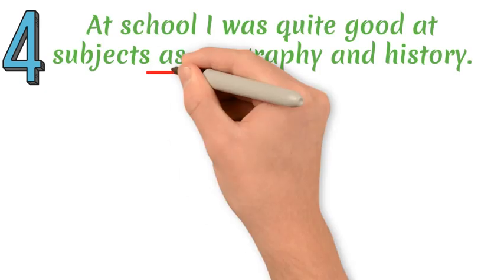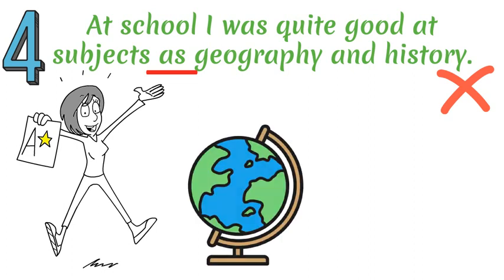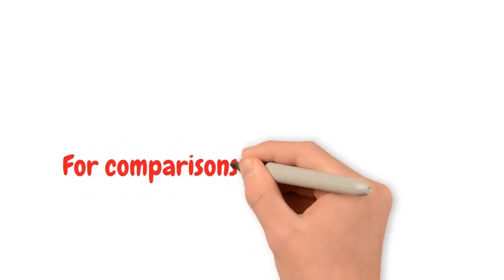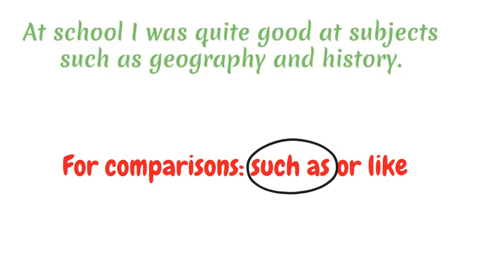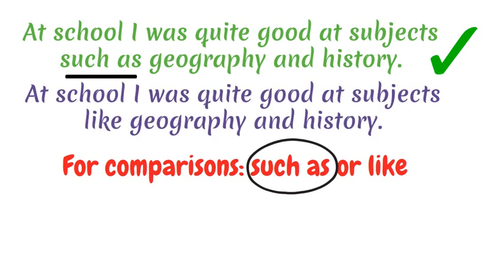Mistake 4. When making comparisons, you can say such as or like, but not only as by itself. Such as would be the more formal option. At school, I was quite good at subjects such as geography and history. At school, I was quite good at subjects like geography and history.